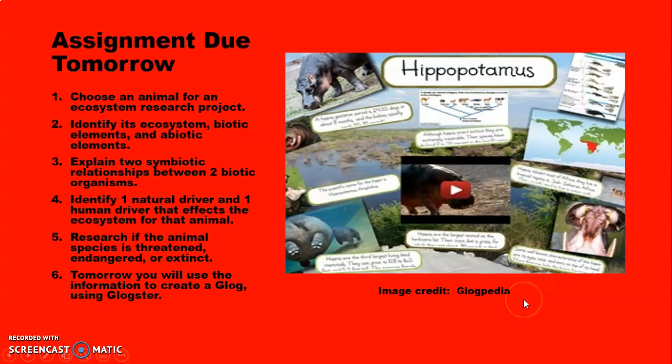I hope this presentation has helped you get a better understanding of ecosystems and what's involved in ecosystems, and I hope that you can come to class tomorrow prepared to begin creating your glog.